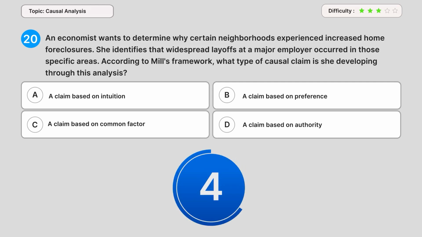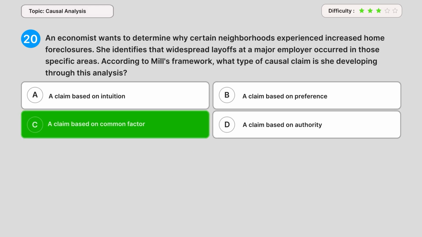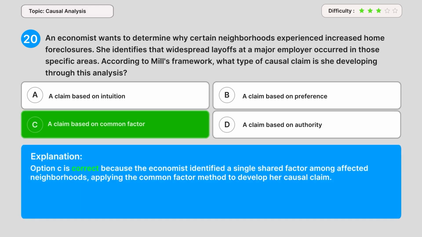What do you think is the answer? Correct answer, C. A claim based on common factor. Explanation. Option C is correct because the economist identified a single shared factor among affected neighbourhoods, applying the common factor method to develop her causal claim.